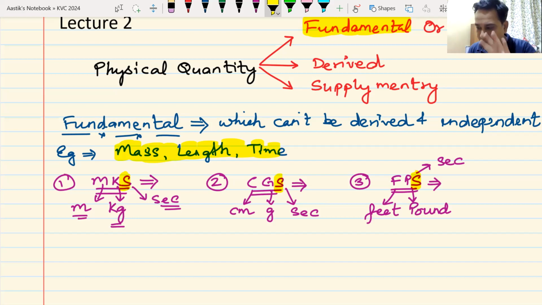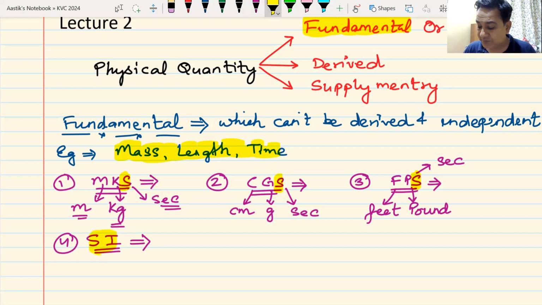Wait, one minute. So there was a need to find a system which was universal, and that system came to be known as number 4, the system that we use, the SI system or the standard system. Now this standard system was derived from which one?